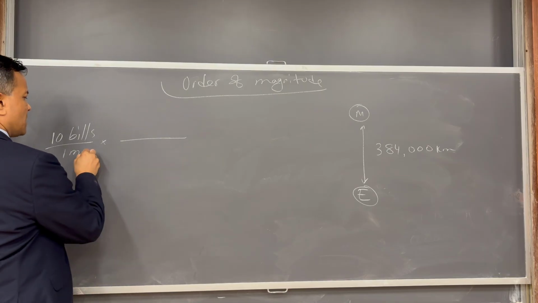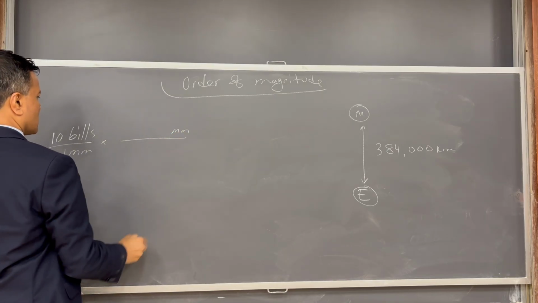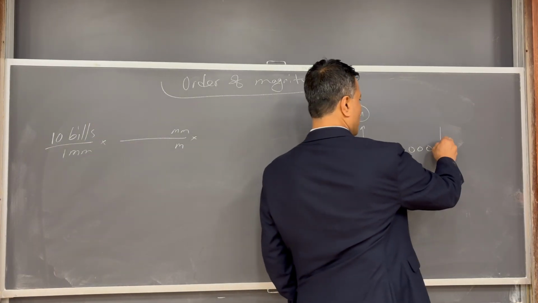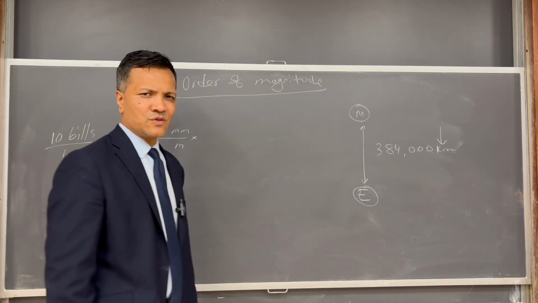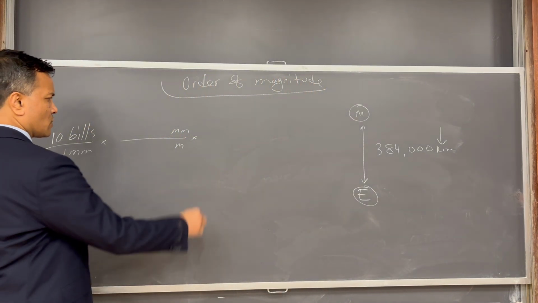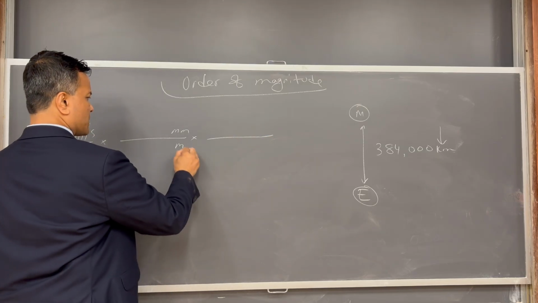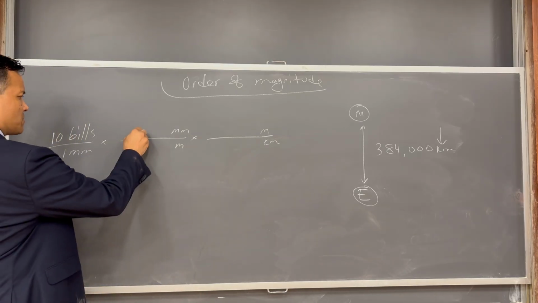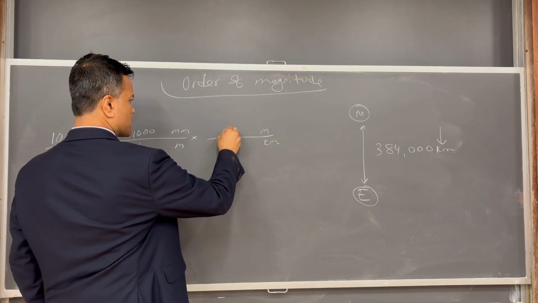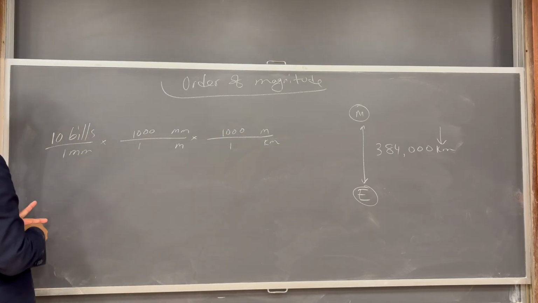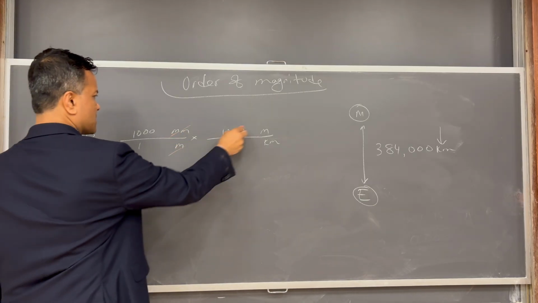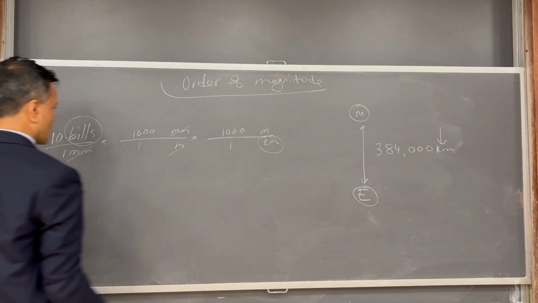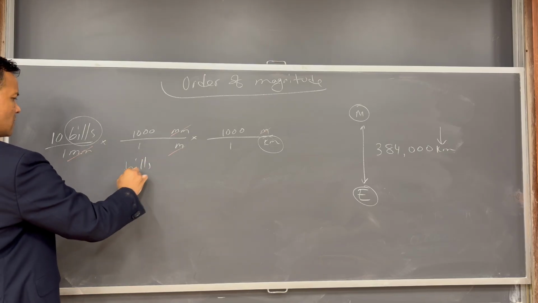Okay, so then millimeter has to be cancelled. Then the meter is down. However, I need kilometer because I gave you the information to create a staircase between Earth and Moon using kilometer. So the meter has to be cancelled, kilometer has to survive. So 1 meter is 1000 millimeters, and of course 1 kilometer is 1000 meters. What you can do, cancel millimeter, meter, what survives? Bills over kilometer.